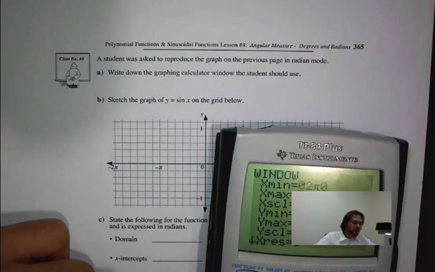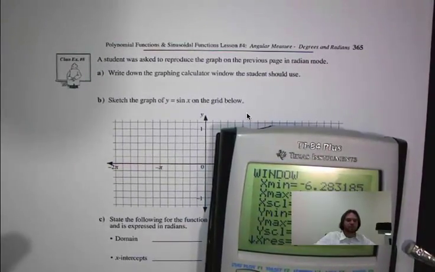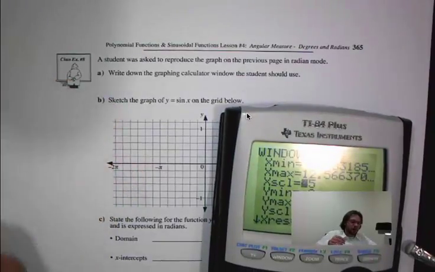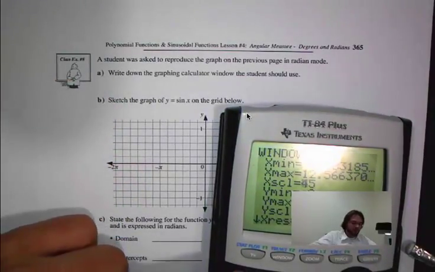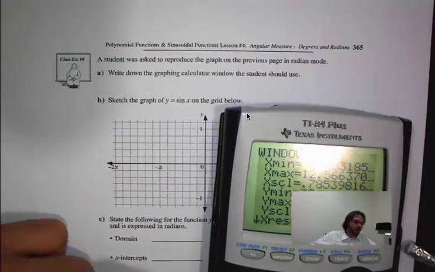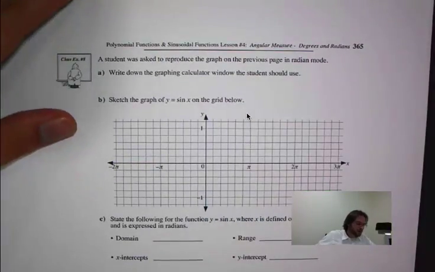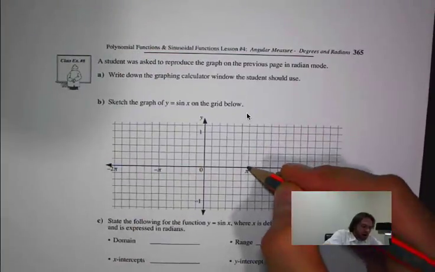Okay, and my max, well, I have 2 360s, so that's 2 pi times 2, which is 4 pi. And now my scale, I said it was 45, so I'm going to say it's pi divided by 4. Okay? My y's are going to be the same, so I'm going to graph it. And look at that. I have essentially the exact same graph. Interesting.